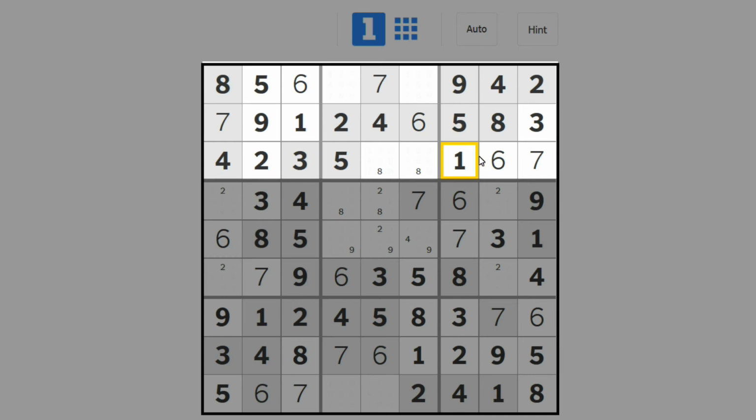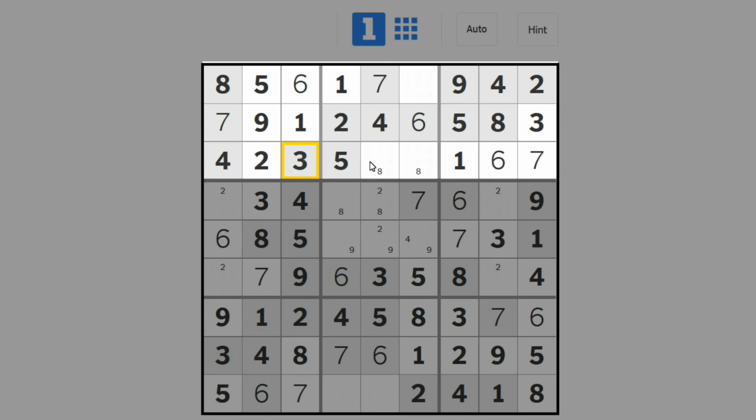And the bottom row has a 1, the middle row has a 1, so it has to be either here or here. Now it can't be here because this column already has a 1. So the only place a 1 can go is right over there. Okay? So we have the 1 taken care of. Now let's try the number 2. We have 3 2s.